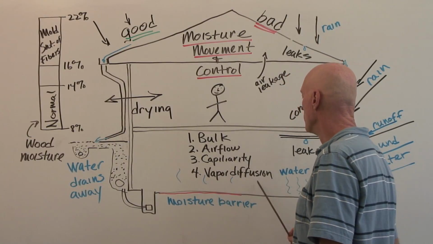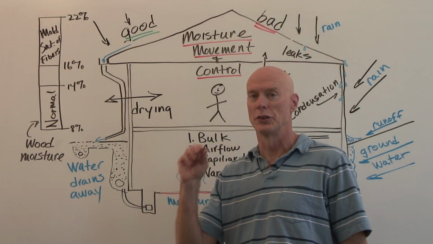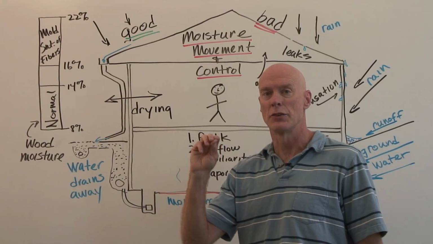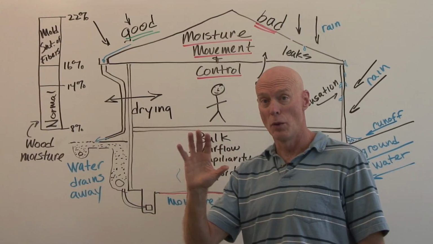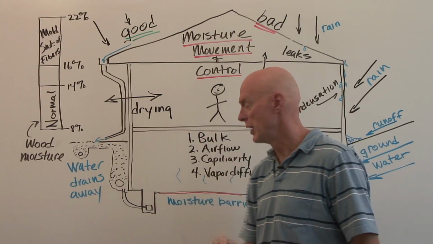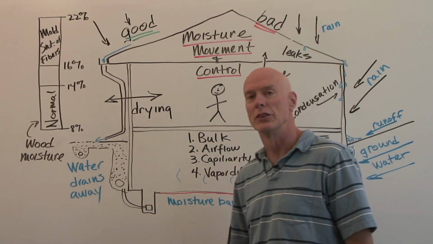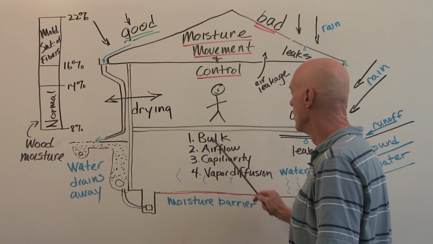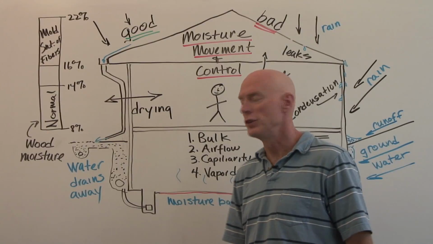Then we have vapor diffusion, and the water vapor molecule is smaller than air molecules, so it can go through smaller spaces. It can go through paint, through drywall, through concrete, through wood, at a slow pace. This is not a rapid process, vapor diffusion. That's why I have it as number 4, because it's less important than bulk, airflow, and capillarity. These 3 can be a very grave moisture problem.